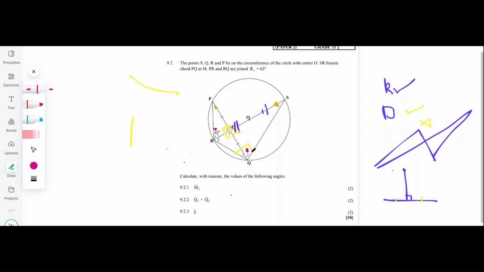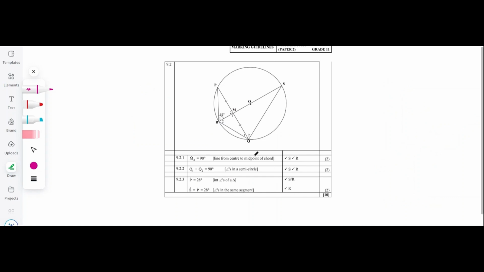So the little yellow rectangular block represents a 90-degree angle. And why is that? Well, we said that Q1 plus Q2 is equal to 90 degrees because of angles in a semicircle. Remember, we've identified a diameter, which is RS. RS subtends a 90-degree angle. So what you want to do is go back and substantiate your answer. You want to verify the fact that Q1 plus Q2 equals 90 degrees because of angles in a semicircle. So that's very, very straightforward.